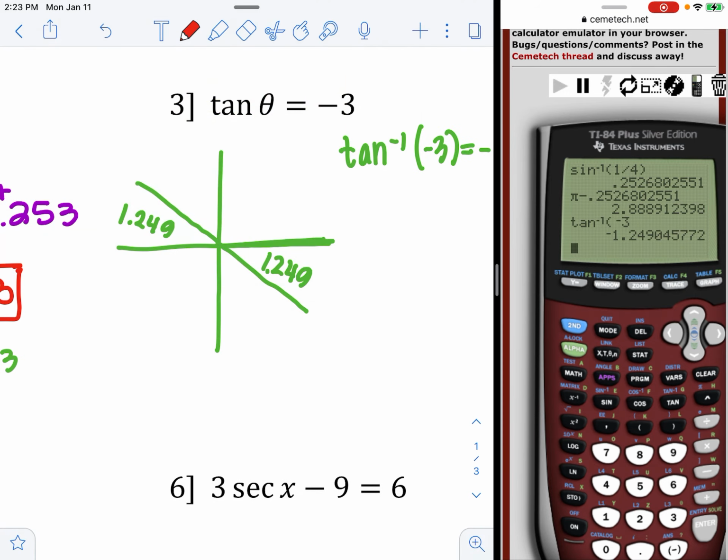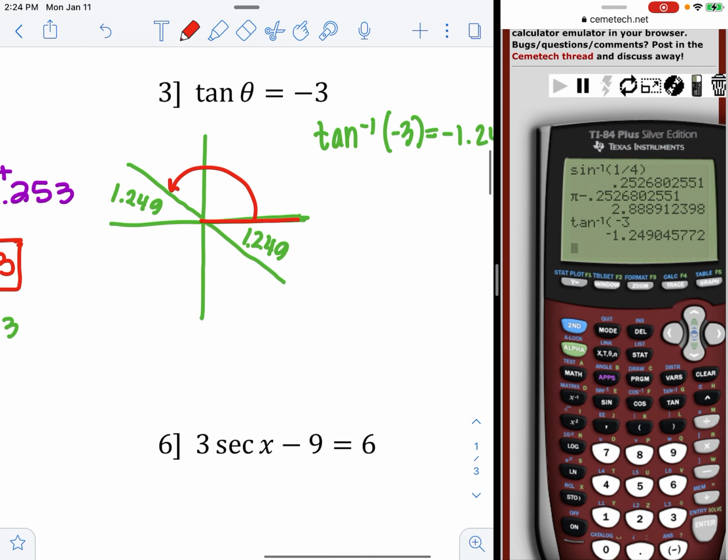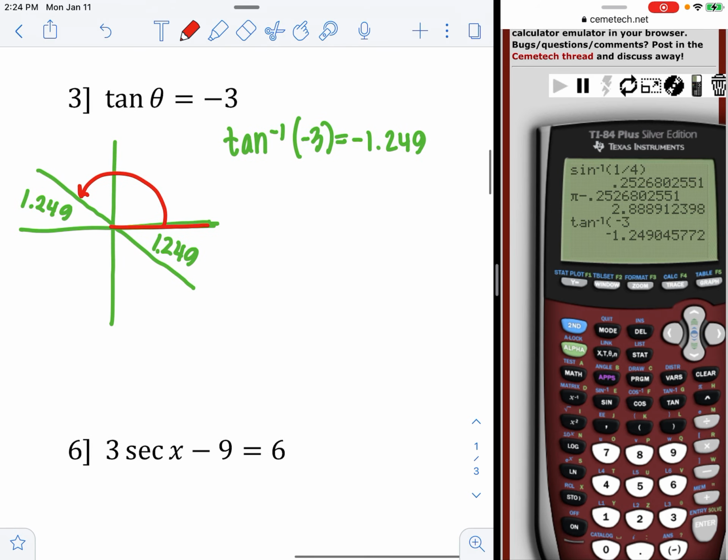Okay, so I'll go back to red again. Positive x-axis counterclockwise until you hit the terminal side. How can I get that angle? If you look right here, that would be 180 degrees or pi radians. So to get that angle, I have to do pi minus 1.249. So I'll do theta equals pi minus 1.249.